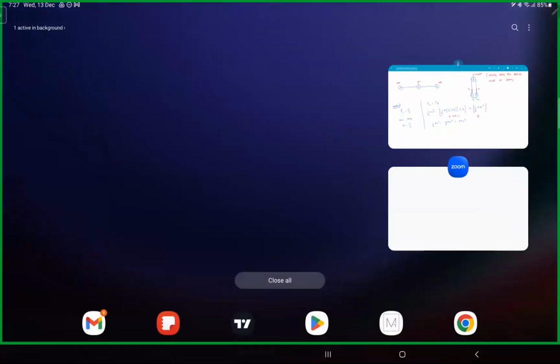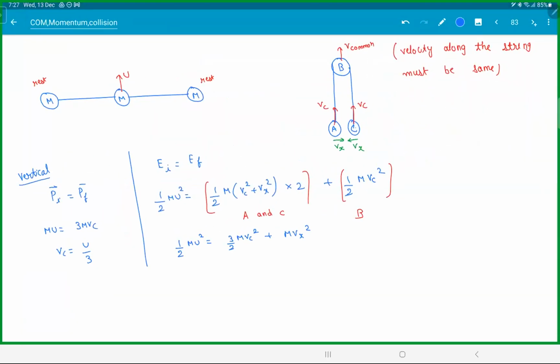Vc is u by 3, so vc square is u square by 9. One by 3, half minus 1 by 3, mu square, 1 by 3. I hope I'm right. Vx is equal to u by 3. There. So the speeds of A and C are Vc upward and Vx horizontal. Take your steps. This is the first part.